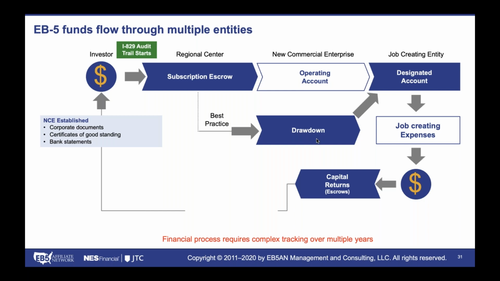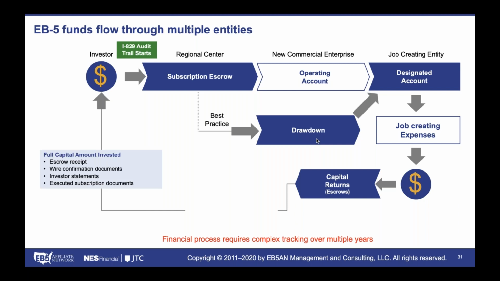So along the way, you need to show that the new commercial enterprise was established, and there are examples of the type of evidence that can be used to support that. Hit the next build, please. The next step is that the Immigration Service is going to want to see that the full capital amount was invested. So that's the $500,000, or now $800,000 or $1.8 million, that needs to be proven was actually invested. Escrow is a great tool to help support that.